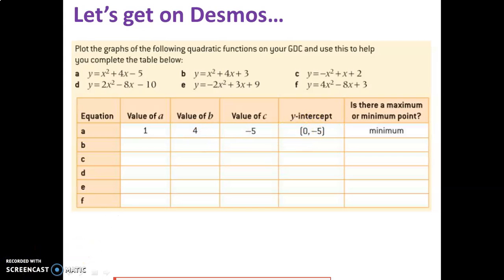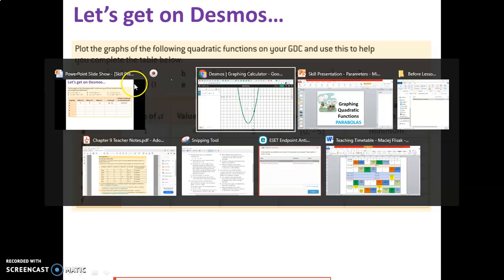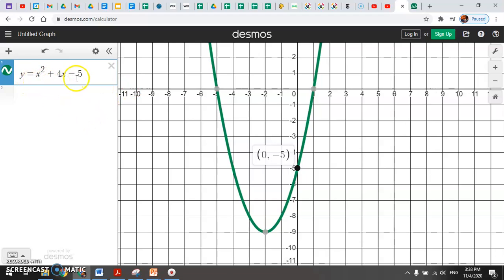Let's check that one to verify. It was x squared plus 4x minus 5. Here it is, x squared plus 4x minus 5. There's the parabola. Notice it has a y-intercept of (0, -5). Notice also the parabola opens up.